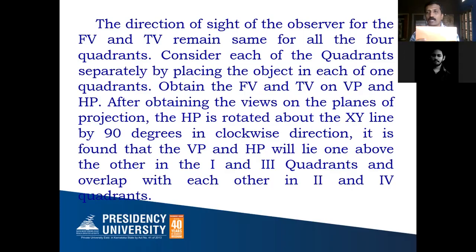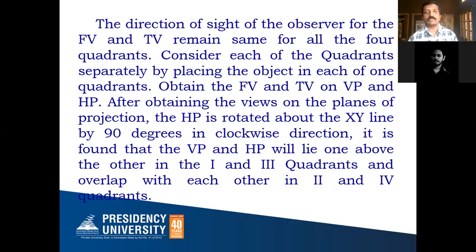And here also, could you make out, the second and fourth quadrants are opposite to each other. In the second quadrant, both HP and VP will get above the XY line, as well as the corresponding views, both top view and front view, will get above the XY line. Whereas in the fourth quadrant, the HP and VP will come below the XY line, and the corresponding views, that is front view and top view, will overlap and you will get them below the XY line. So if you understand this, it is very easy for you to make out which quadrant the point is situated in, in the first chapter.